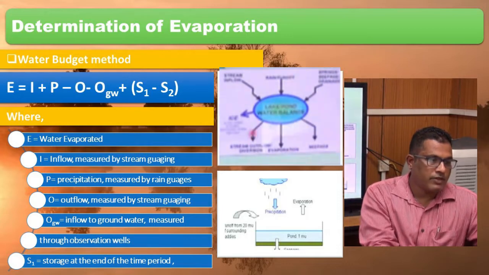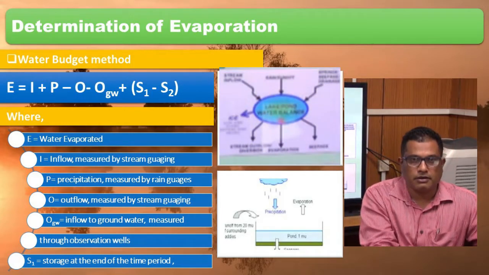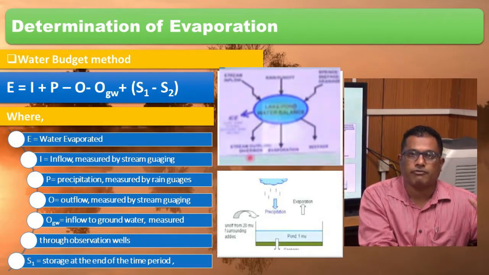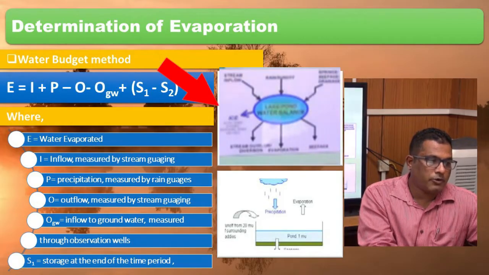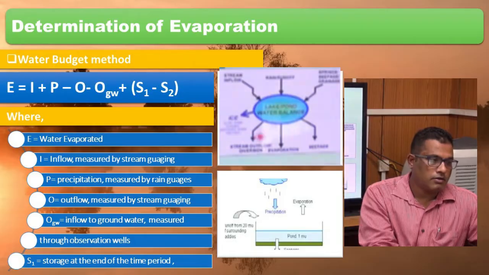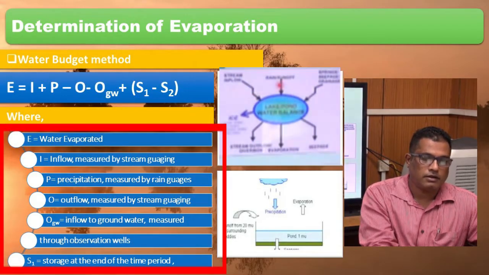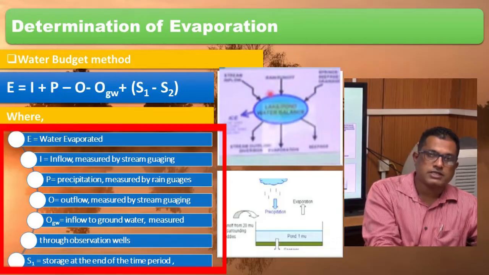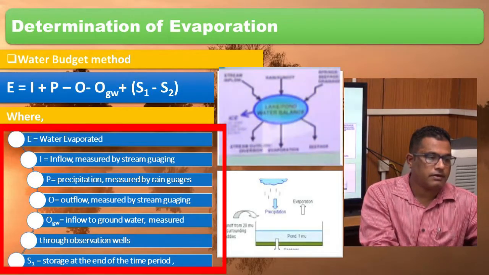In this formula, we can explain it through this chart. This is a small pond. If you have to study the water balance, there would be some inflow to the pond and some outflow from the pond, in case there is heavy rain when the pond is filled up. The total evaporation will be the inflow plus the precipitation, that is, the total rainfall falling on the pond, as well as the inflow coming from its catchment area. That is measured through stream gauging. Evaporation will be the inflow plus precipitation minus outflow.